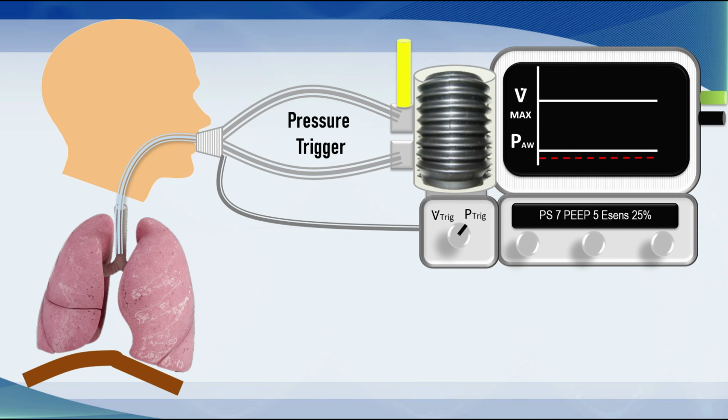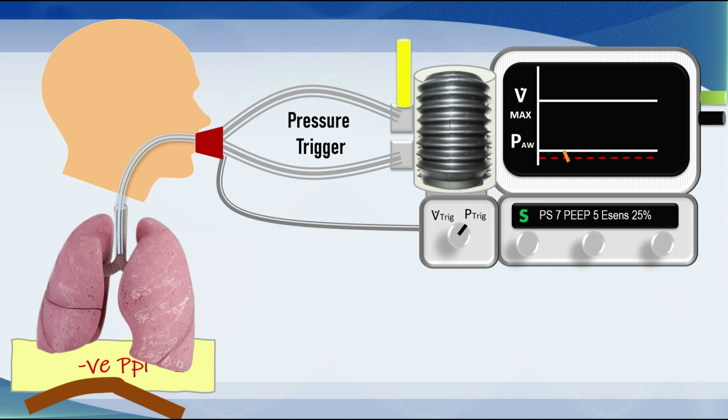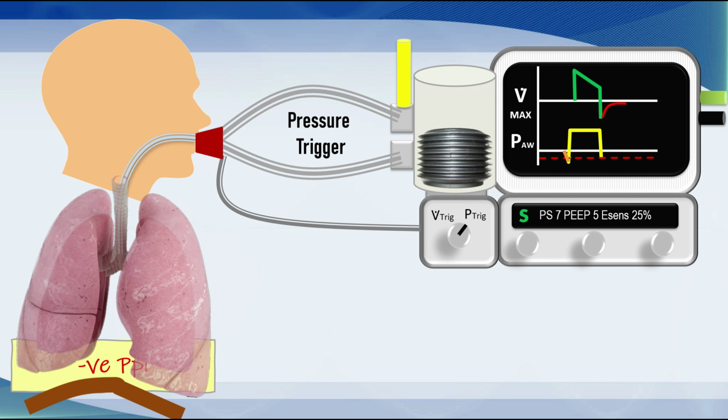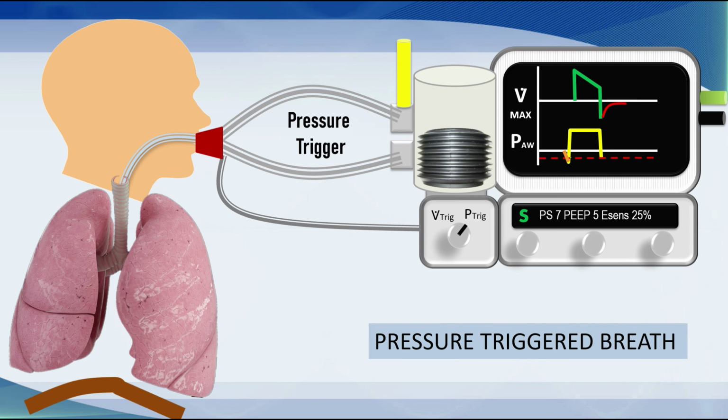In this example, we have set a pressure trigger. You'll notice that the trigger switch is now changed over to P-trig, and the pressure level is illustrated there on the pressure waveform by a red dashed line. The sensor is located on the Y. When the patient generates a breath, if the negative pressure deflection is of sufficient magnitude to trigger the ventilator, then the ventilator will deliver a pressure support breath and an S will appear on the screen. And we can see the typical pressure support flow and pressure waveforms on the screen here.